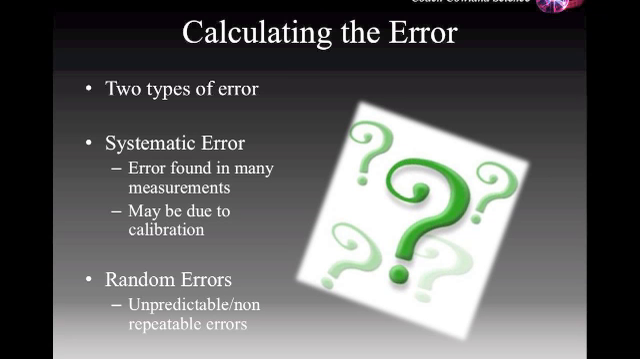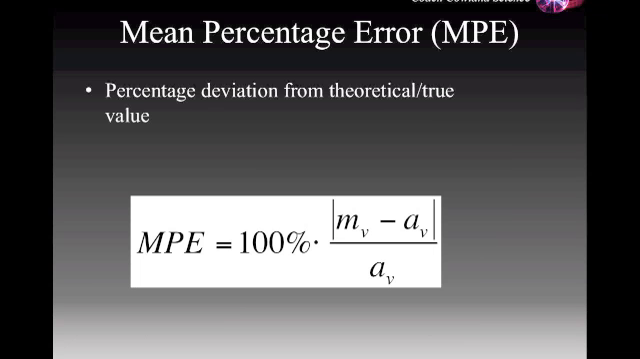Calculating the error. Systematic errors are errors that are found in measurement and they may be due to calibration. For example, your ruler is not exactly 30 centimeters. That is a systematic error and it will occur in all the measurements you make with that error. Random errors are unpredictable, non-repeatable errors.